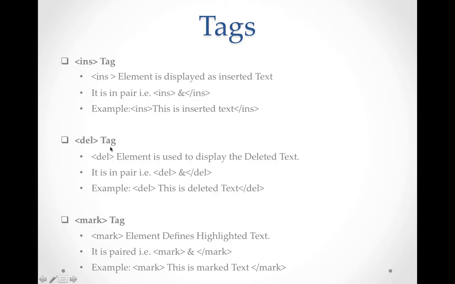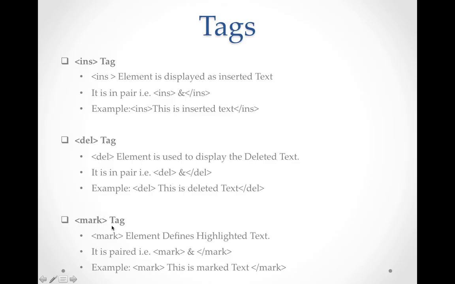Next is del tag. That means delete tag. Delete element is used to display the deleted text. जो भी टेक्स्ट डिलीट करना है और डिलीट हुआ है उसे डिस्प्ले करने के लिए we will write any statement in between this del tag. It is in pair. It means it is with start tag and end tag. Example is this is deleted text. We will see in program what we will get and in which format this statement.